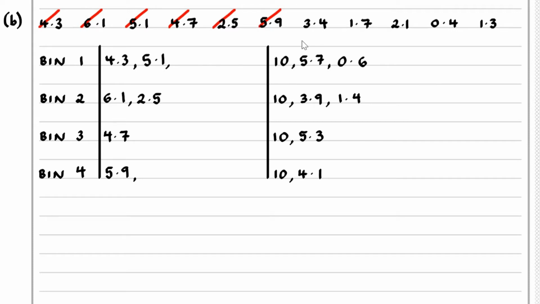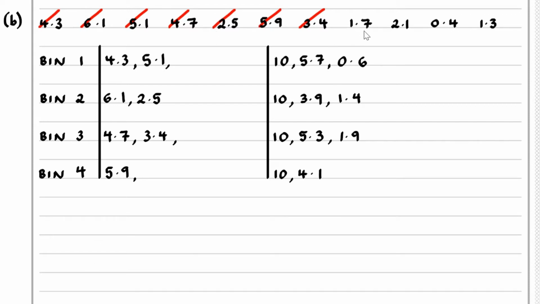Let's take a look at the 3.4. There is not enough space in bin 1, there is not enough space in bin 2, however, there is enough space in bin 3. So we place the 3.4 into bin 3, and so the remaining space will be 5.3 subtract 3.4, which is equal to 1.9. So now let's cross off the 3.4, indicating we've used it up.